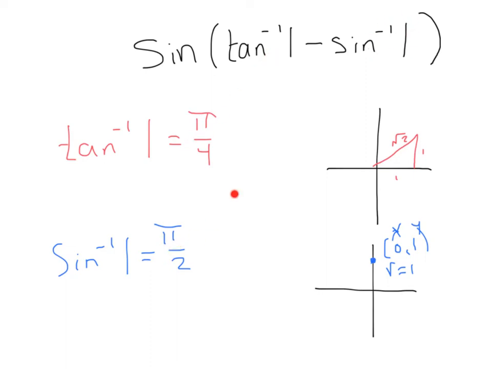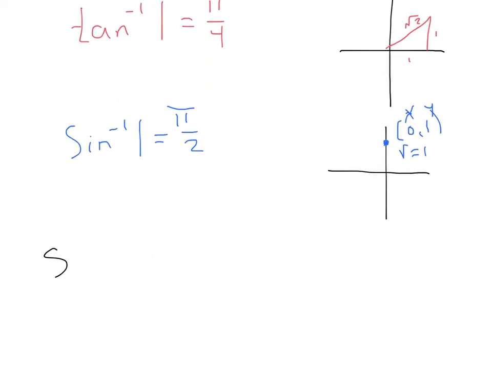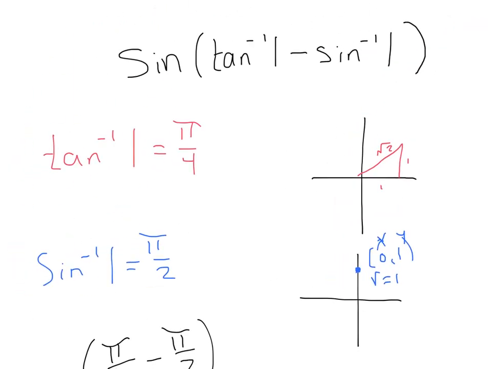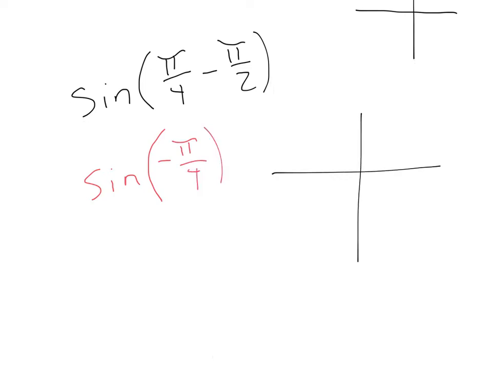Then if I just sub these values in, I'm going to get sine of pi over 4 minus pi over 2. Again, all I did was sub in these values for my inverse functions that I found here. Going based on that, pi over 4 minus pi over 2 would be negative pi over 4. From there, we can draw our triangle at negative pi over 4.